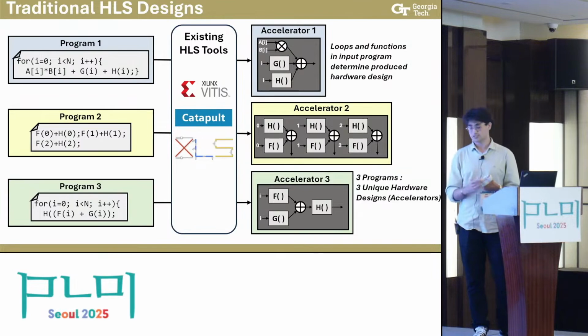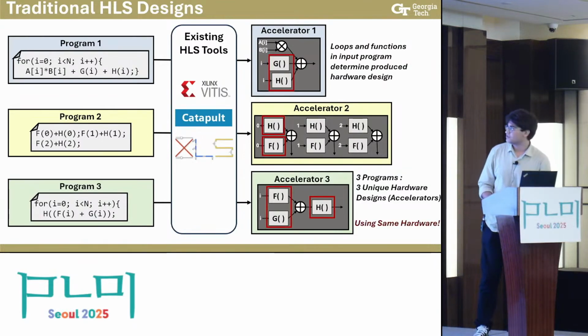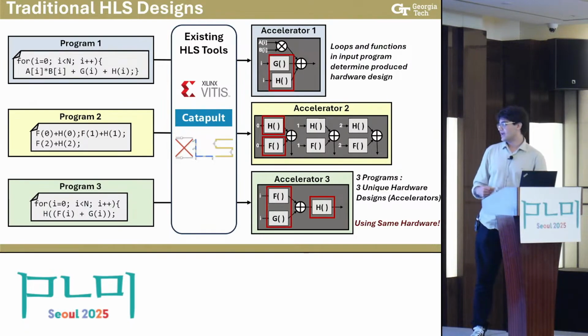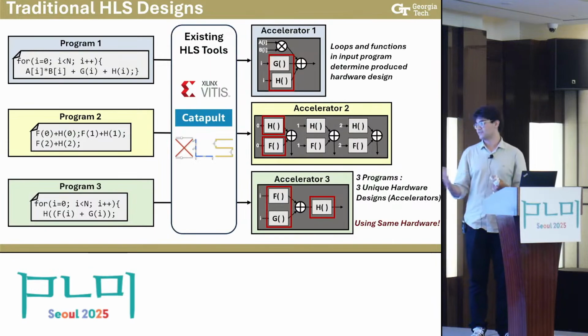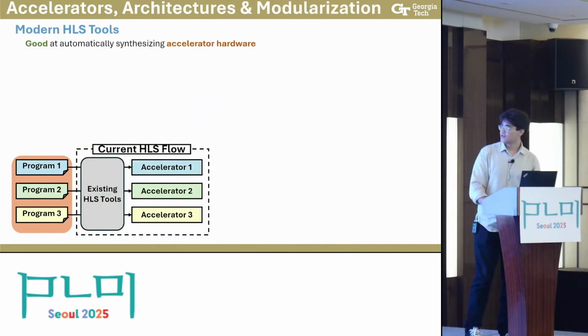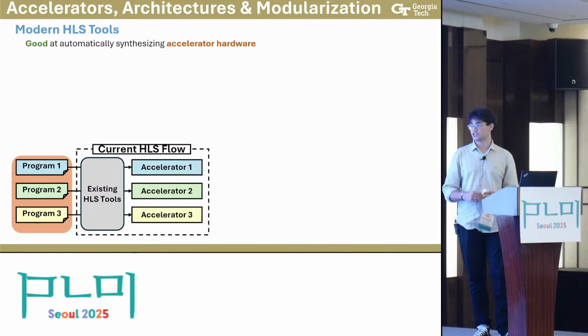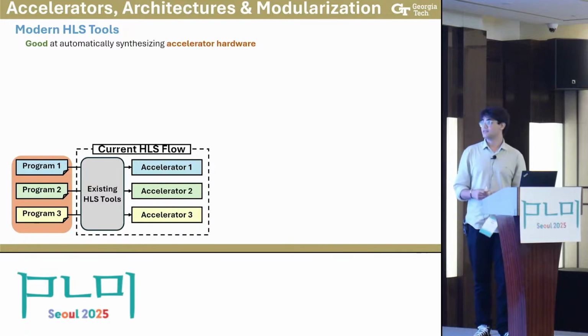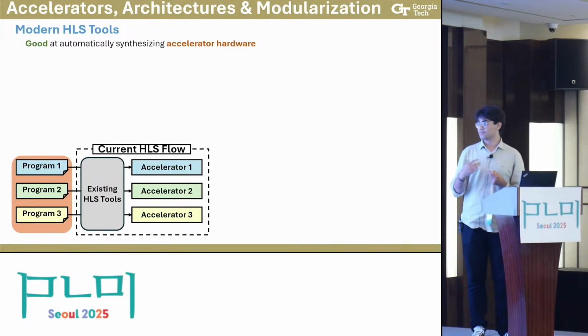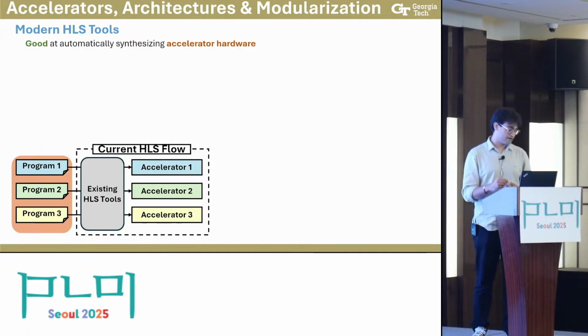However, you might have noticed I used the same functions, f, g, and h, across all 3 input programs. And we've basically instantiated them many different times across the different hardwares, even though we're using the exact same hardware modules. So this is a property of our modern HLS tools. That's how they were designed. And this basically makes them really good at automatically synthesizing accelerator hardware. You can write an input program in C++ and then automatically generate the accelerator for said input program.